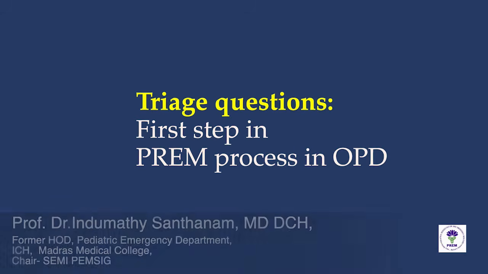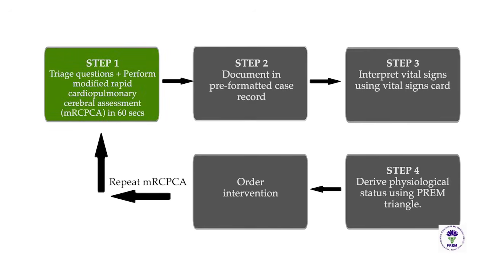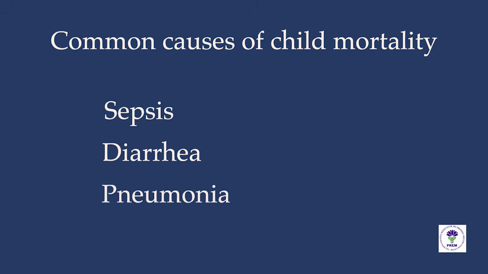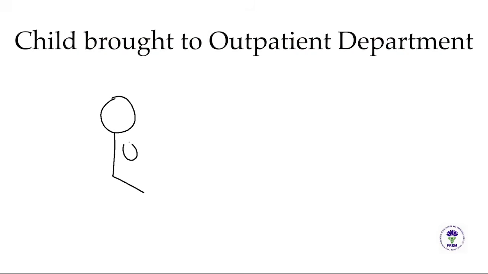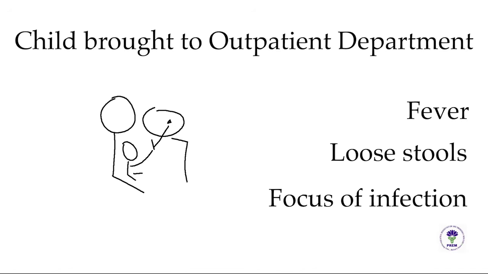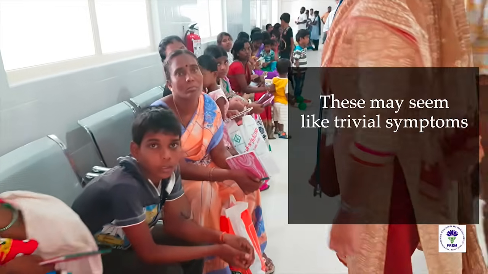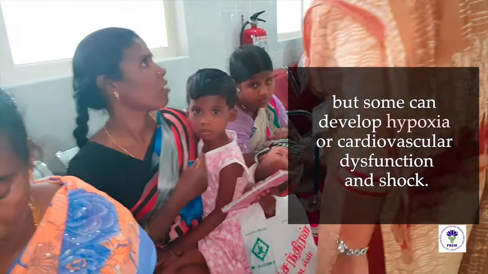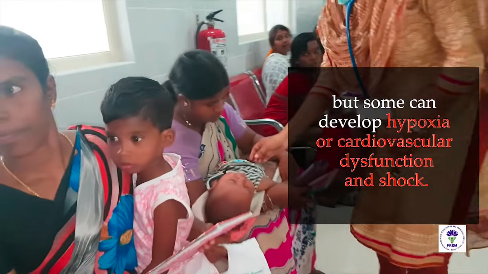This video discusses the first step in the PEWS process in the outpatient department. It is well known that the commonest causes of child mortality are sepsis, diarrhea, and pneumonia. At the beginning of the illness, mothers bring children to the outpatient department with minor symptoms of fever, loose stools, or focus of infection. These may seem like trivial symptoms, but some can develop hypoxia or cardiovascular dysfunction and shock.